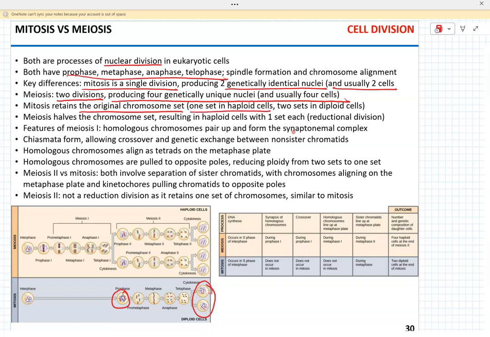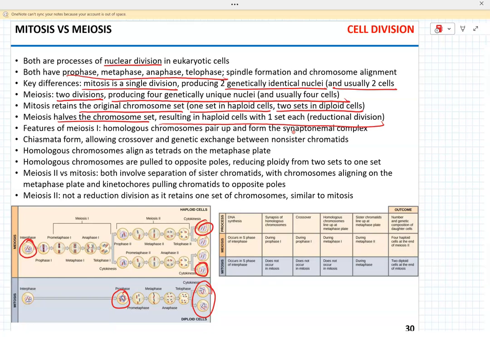If a haploid cell undergoes mitosis, then 1 set. If a diploid cell undergoes mitosis, then 2 sets. Meiosis, on the other hand, halves the chromosomal set, which results in haploid cells, and each of them has only one set of chromosomes. It's called reductional division. There are some features of meiosis 1 that are not present in mitosis.